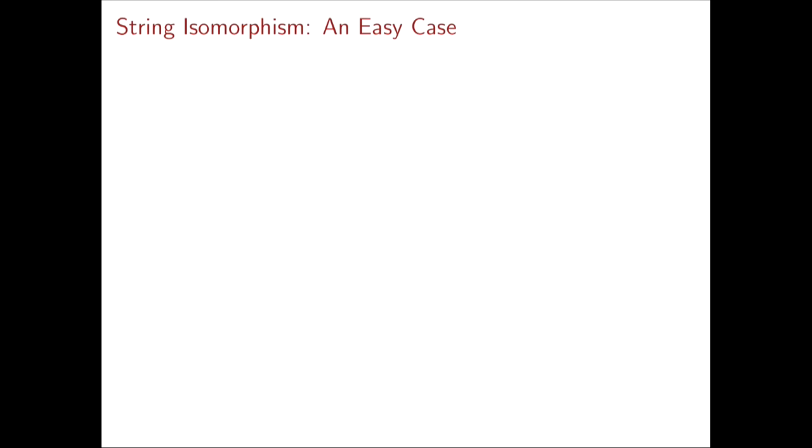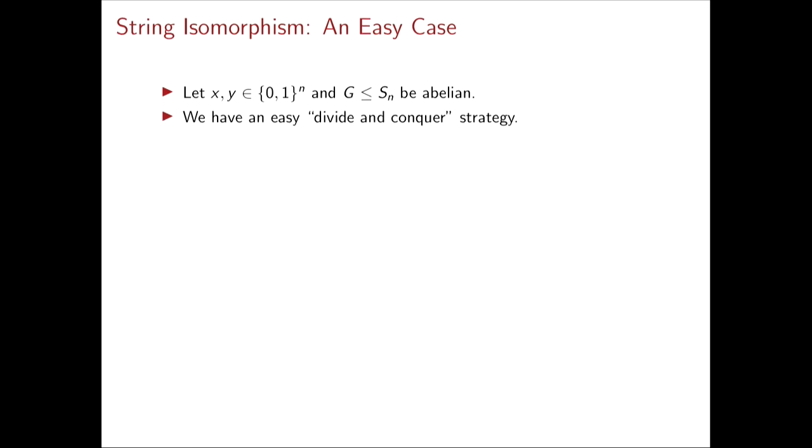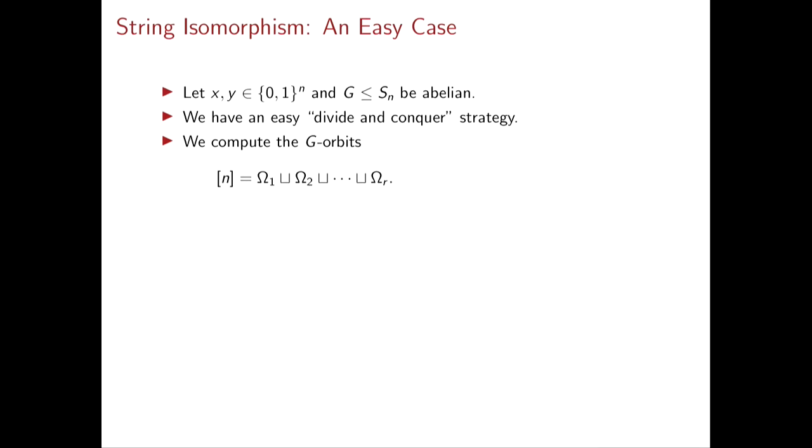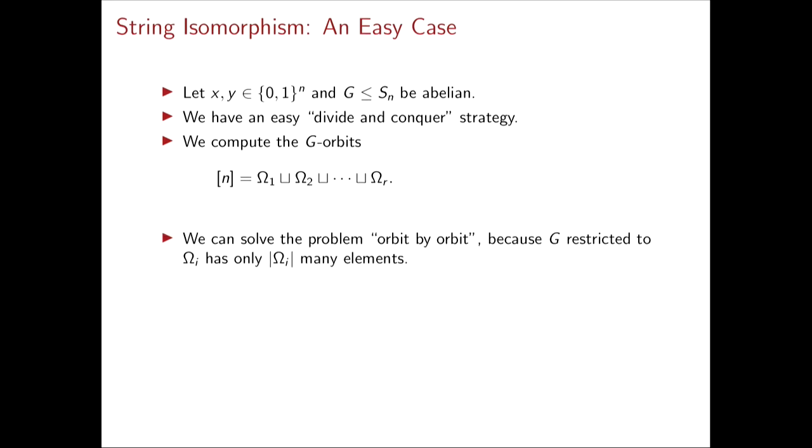So here is an easy case of string isomorphism. Suppose the group G is abelian and you want to know if X and Y are isomorphic. It's very easy to have a divide and conquer solution. How? Well, you first break 1 to n into orbits. There is an easy algorithm for doing it, which I don't have the time to describe. You can very efficiently find the G orbits. And then you can solve the problem orbit by orbit.